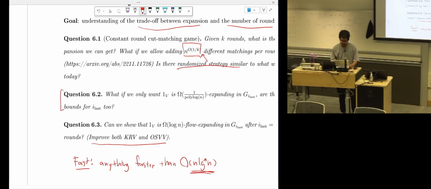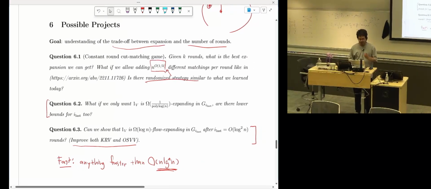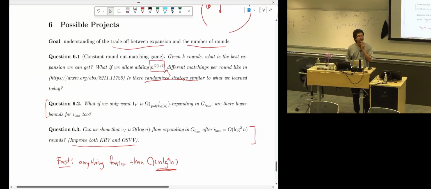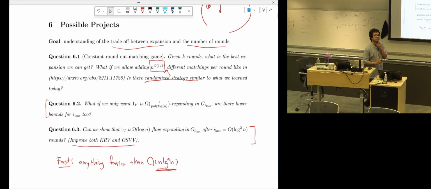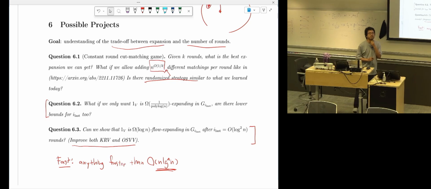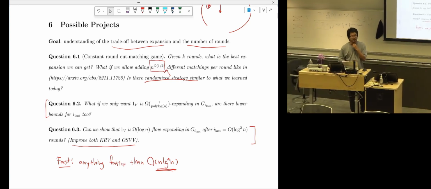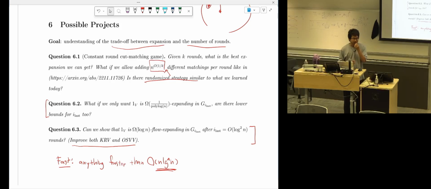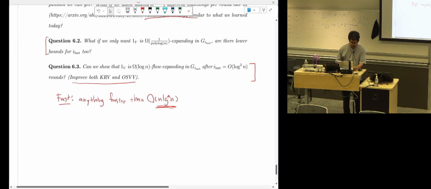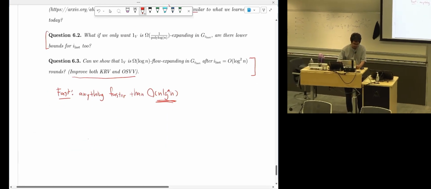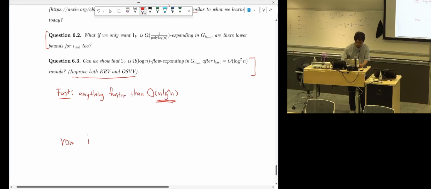Right. Any questions? Yeah. How did we get log to the fourth? Because if I remember, there are log squared iterations, right? Yeah. And each iteration is bounded by O of n. No, shouldn't it be log? Is each iteration in round i? You spend n i.